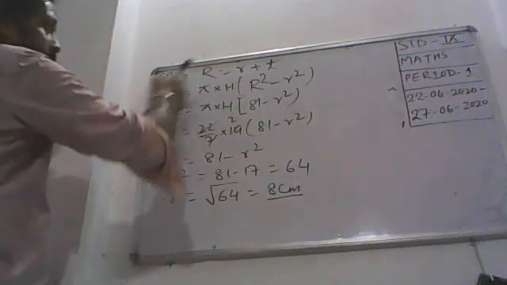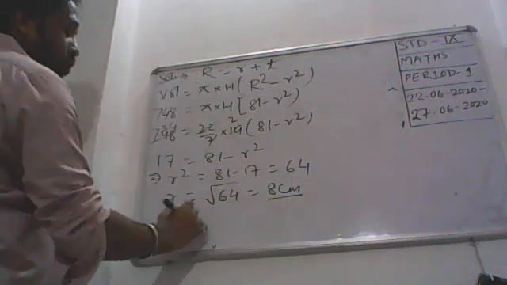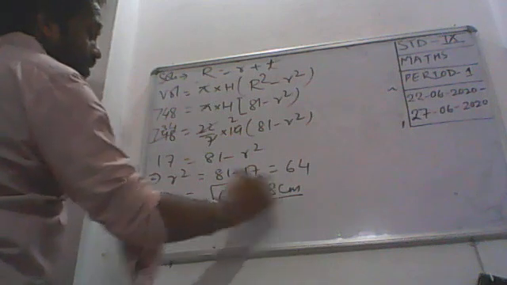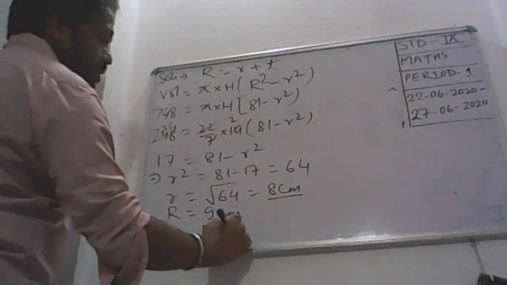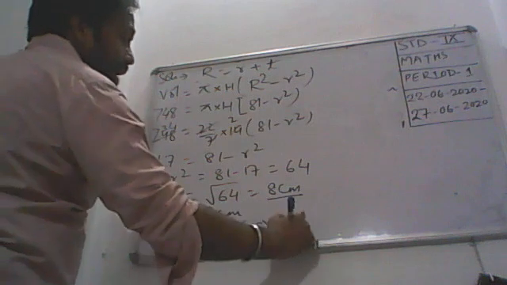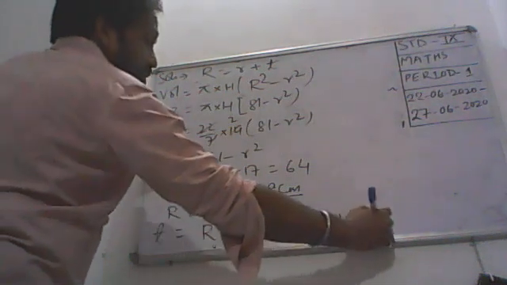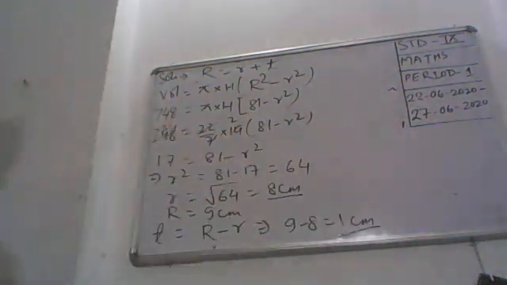We have got capital R as 9 centimeter, and small r as 8 centimeter. So thickness is equal to capital R minus small r, that is 9 minus 8, equal to 1 centimeter. That is the thickness of that pipe. I hope you have understood how we can find all this.